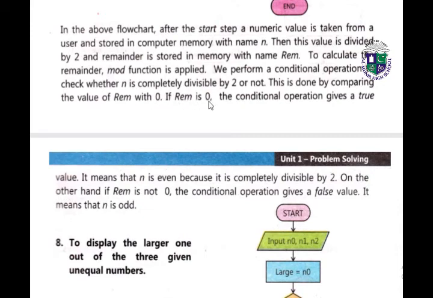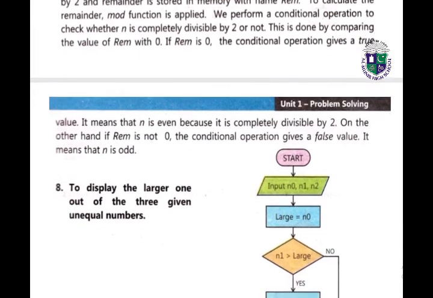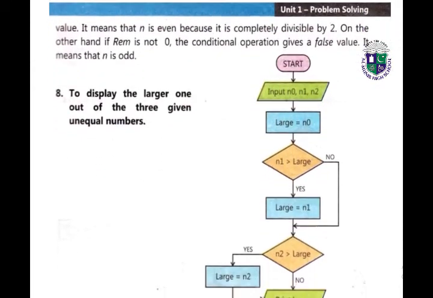If rem is 0, the conditional operation gives a true value. It means that n is even because it is completely divisible by 2. On the other hand, if rem is not 0, the conditional operation gives a false value. It means that n is odd. So these are different examples of flowcharts.